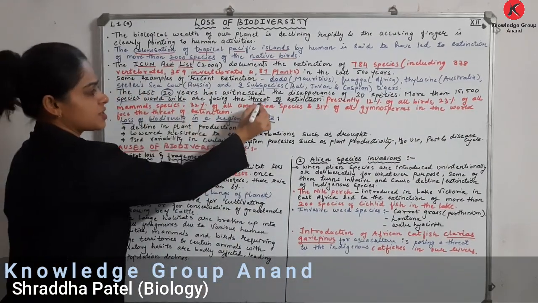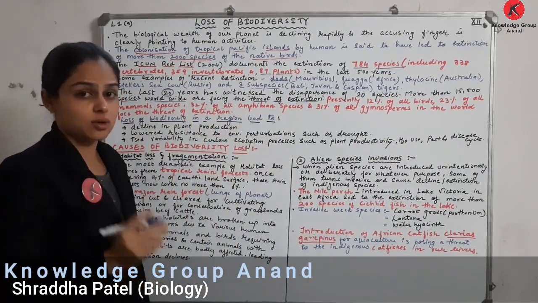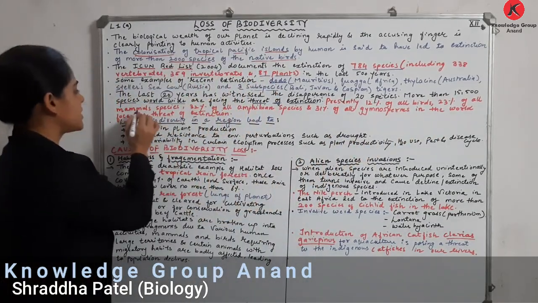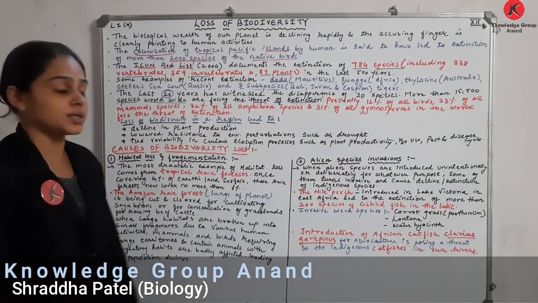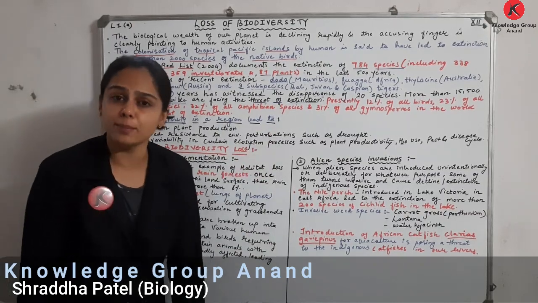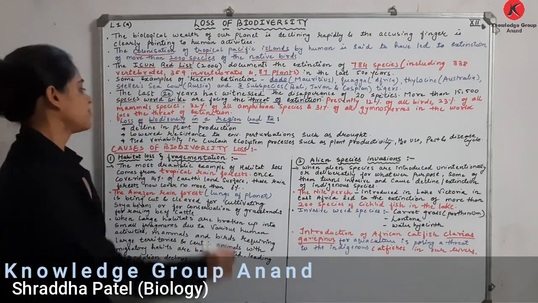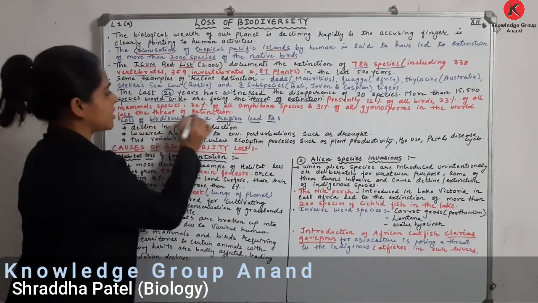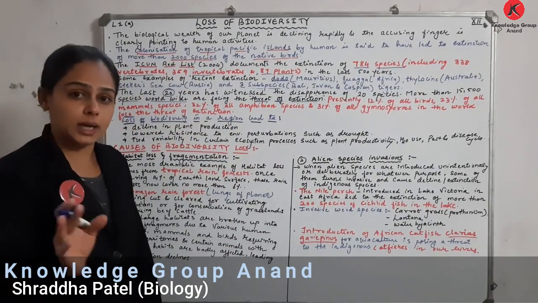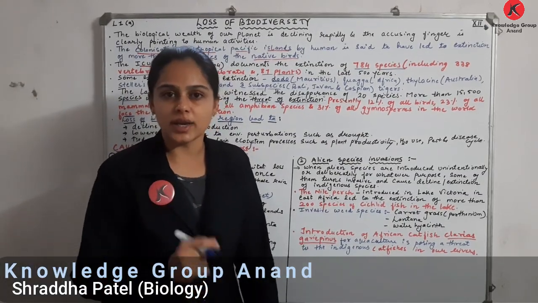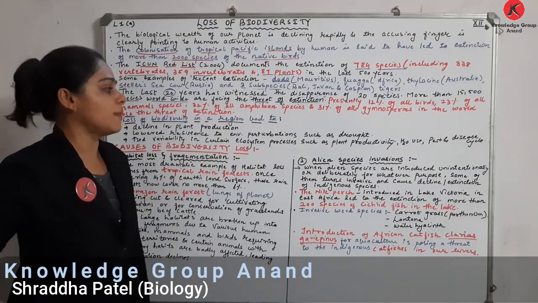Okay, so more than 15,500 species are facing the threat of extinction, of which 12% of all birds, 23% of mammal species, 32% of amphibians and 31% of gymnospermic plants in the world face the threat of extinction. If we do not protect them, very soon they are going to become extinct.